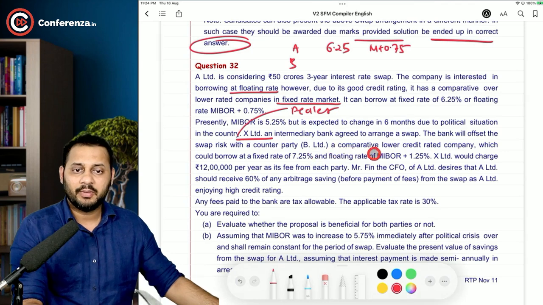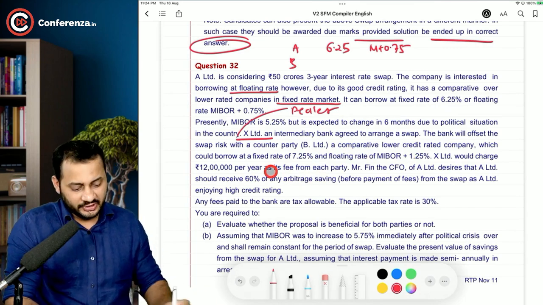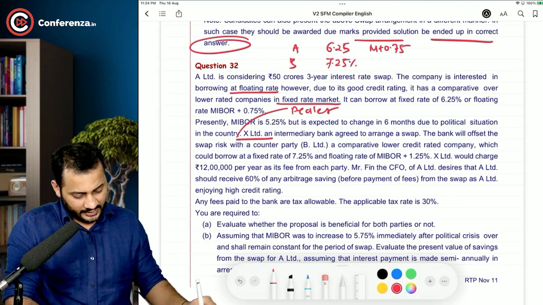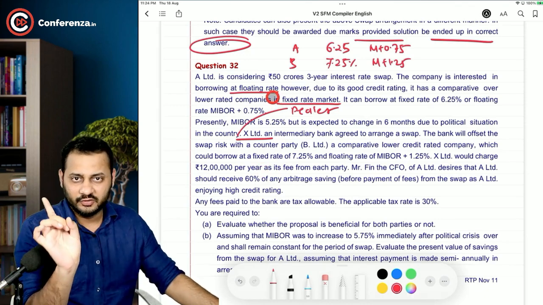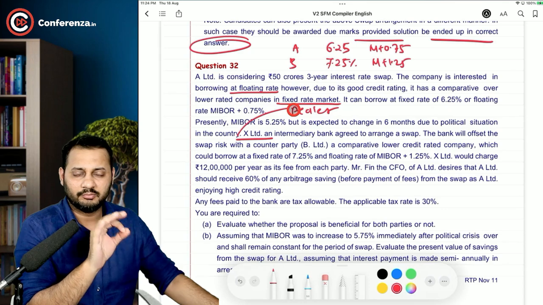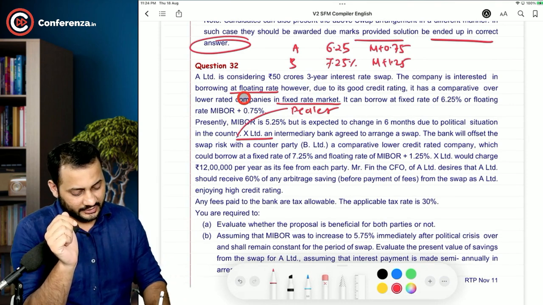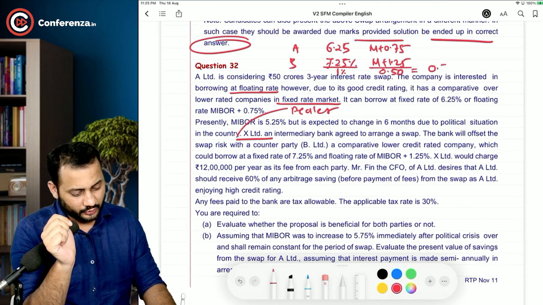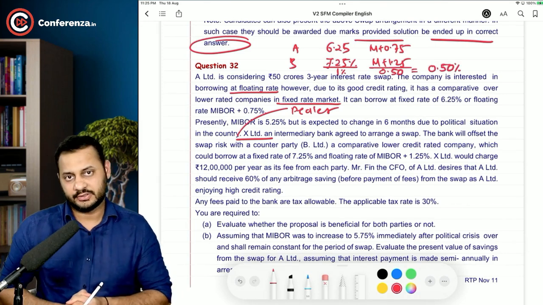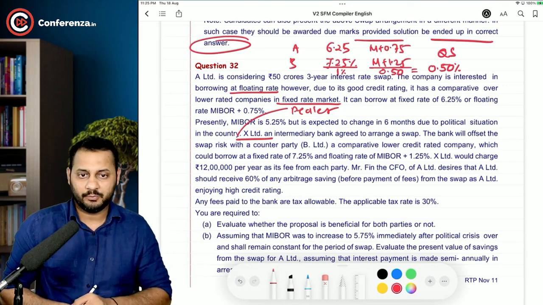Counterparty B Limited, a comparatively lower credit rated company. So the credit rating of this company is not that good, which could borrow at a fixed rate of 7.25 and MIBOR plus 1.25. So first of all, the first condition is fulfilled, that the comparative advantage market and the market in which we want to borrow the money should be different. Then let's take the difference between fixed rates, which comes to 1% in this case, and the difference between floating rates, which comes to 0.50%. So the total swap gain that is possible is 0.50%. This is the quality spread, or we can say the possible gain from the swap.